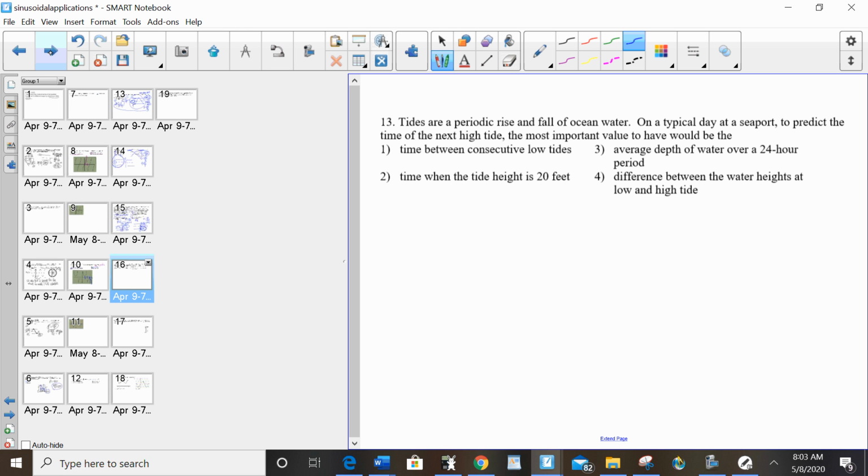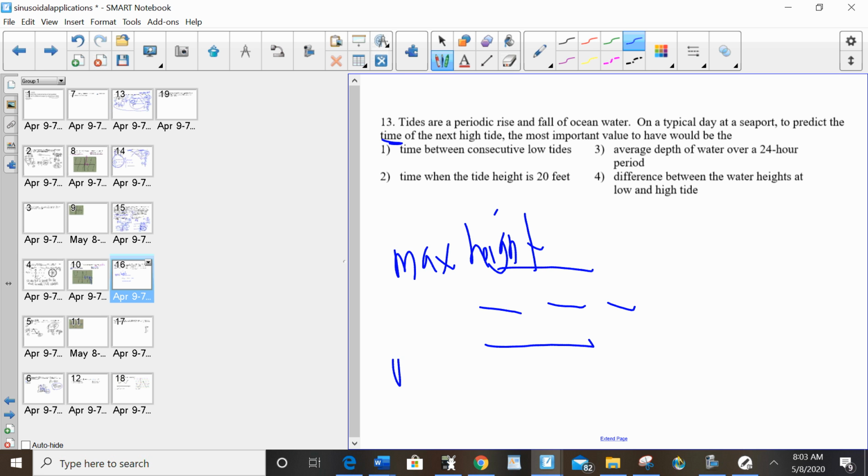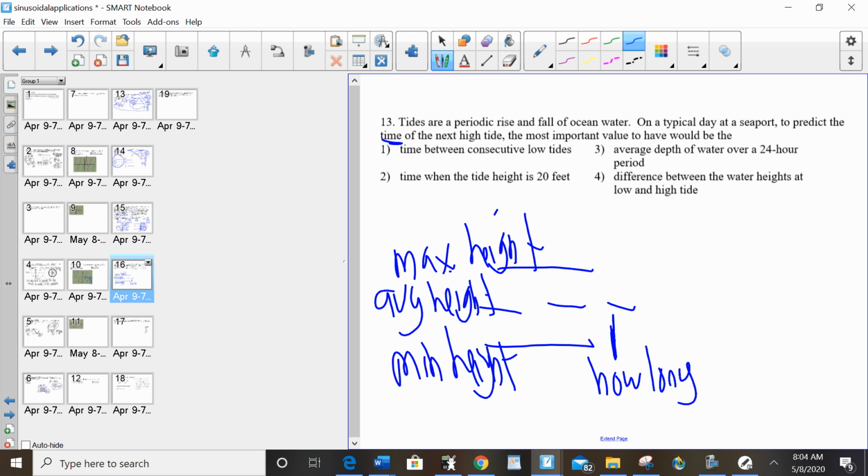Number 13: tides are a periodic rise and fall of ocean water. On a typical day at a seaport, to predict the time of the next high tide, the most important value to have would be, it wants the time. If I'm drawing my little picture, this is the max height. This is the min height. This is the average height. And the period is how long? One full cycle. So if it's saying time, it's going to have to deal with the period.